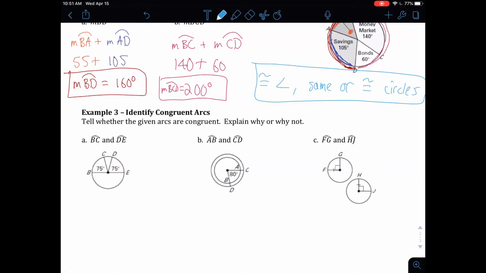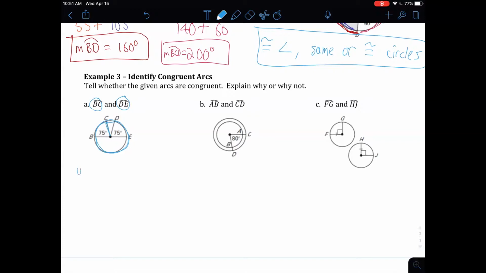Okay, so first of all, looking at arc BC and DE, are these angles the same? Are the angles congruent? They are. They're both 75, so that part's a check. What about, are they on the same circle, or are they congruent circles? Do you see how these angles are both on the same circle right here? They share a circle. So we can say these arcs are going to be congruent because, yes, congruent angle, same circle.